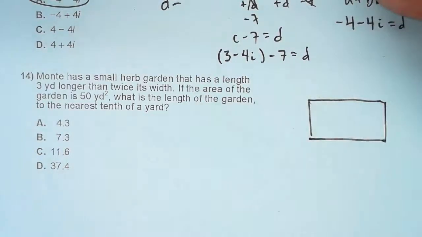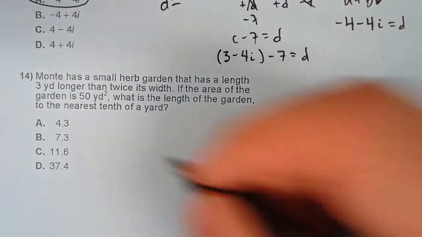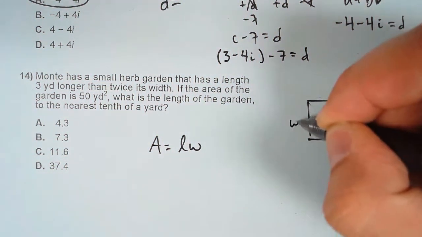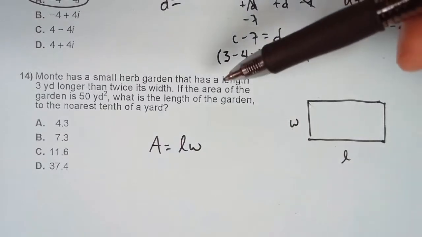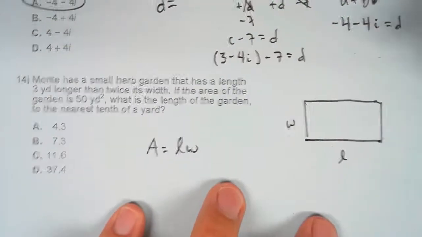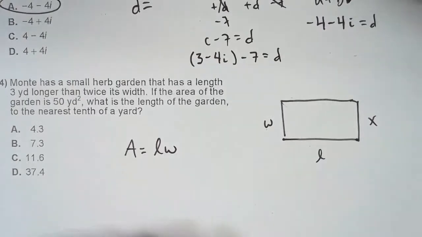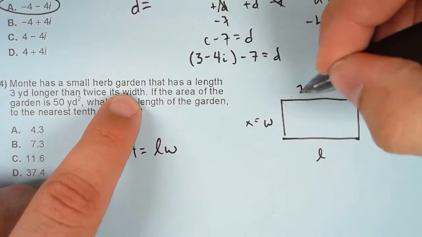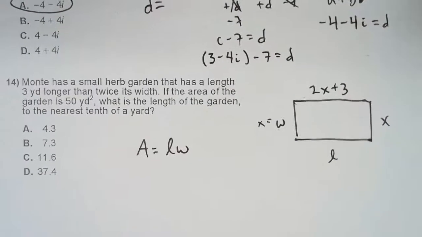I know from a couple of sources, namely your area formula, that the area of any rectangle is length times width. So one of these sides is the length, the other one is the width, and it doesn't really matter which way it is. So it tells us that it has a length 3 yards longer than twice the width. So if the width, I'm just going to call the width x, because we like to deal with x's. So if the width is equal to x, then the length is going to be twice the width plus 3 extra yards. So we can get an expression for this.